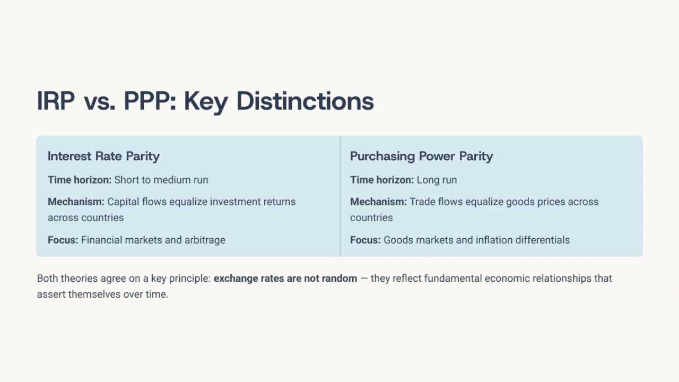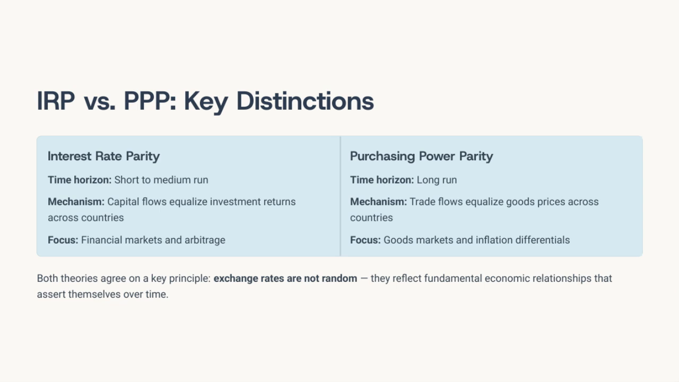Now, turning to financial markets and arbitrage, the focus shifts to capital flows. These flows help to equalize investment returns across countries. Essentially, when returns differ, capital moves to where it's more profitable, which influences exchange rates in the short to medium term. This brings us to the core distinction between purchasing power parity, or PPP, and interest rate parity, or IRP.